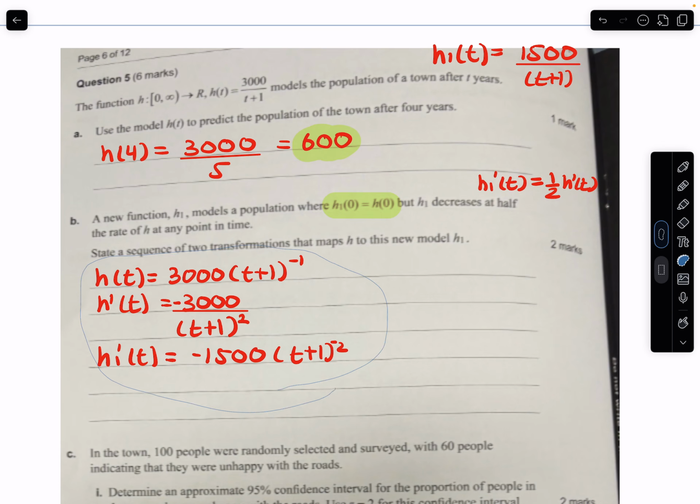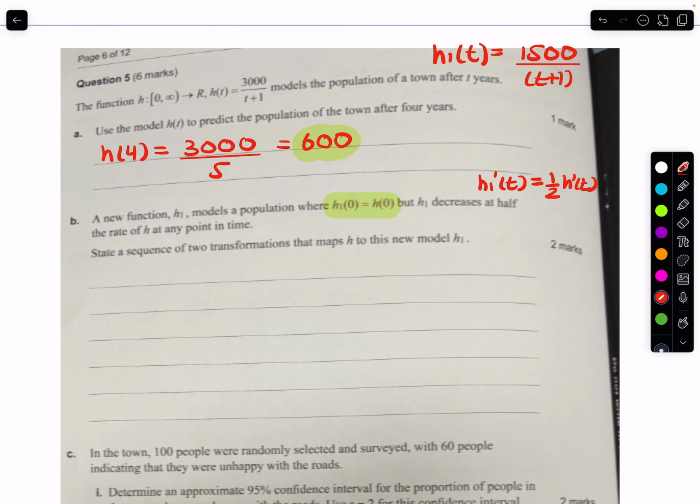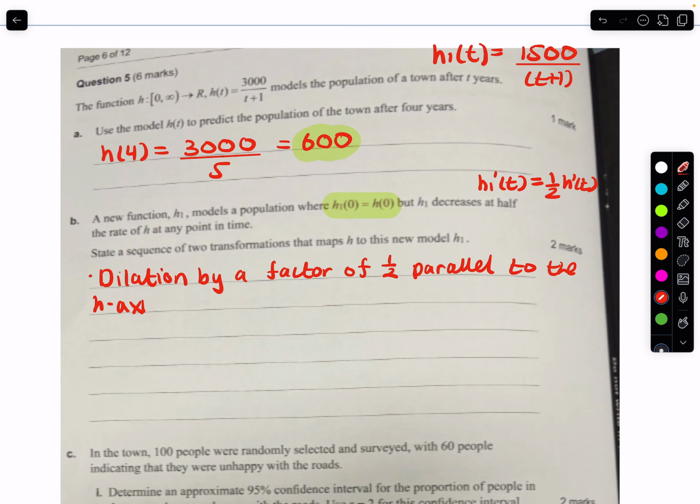So already I know what the sequence of transformations is. To get this, I do a dilation by a factor of a half, parallel to the, in this case, y-axis, but it's the h-axis basically. Or you could say dilation by a factor of half from the t-axis. Your choice, you could use whatever.